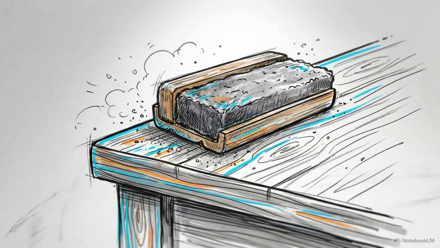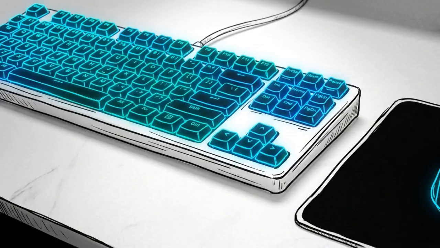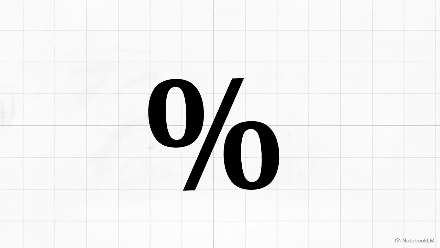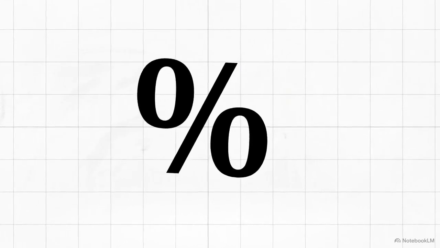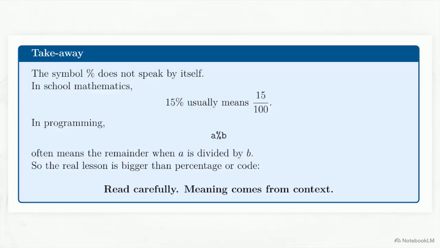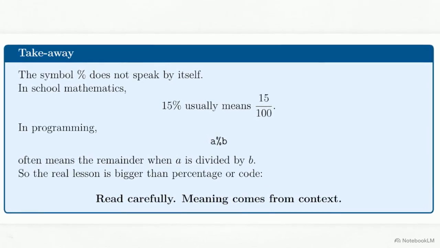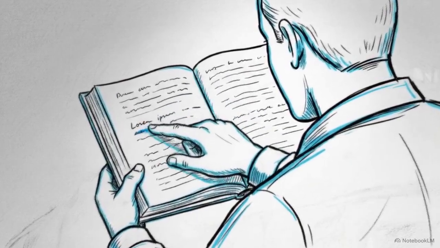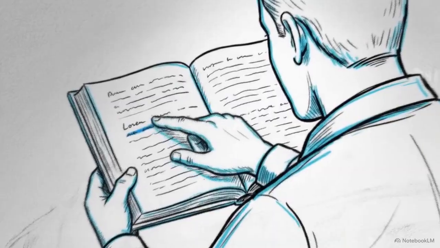These symbols don't have one permanent meaning. They wait for us to give them meaning based on where we put them. There is no automatic logic built into these marks. They don't speak for themselves. As this summary reminds us, the first step to solving any problem is identifying the context. We have to know if we are in a classroom or a server room before we start. Getting the numbers right is only half the work. To be truly successful in math, we have to start by being careful readers.